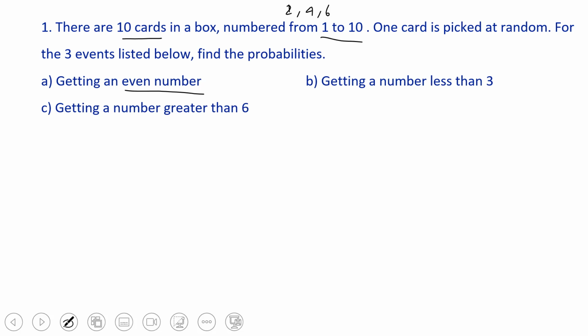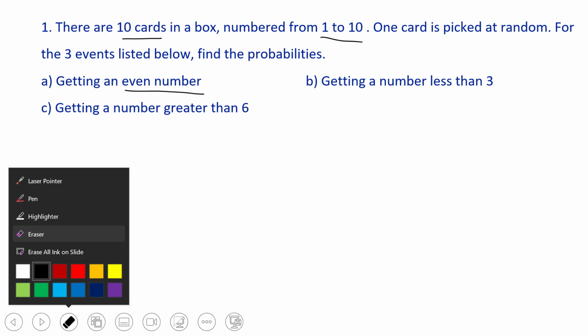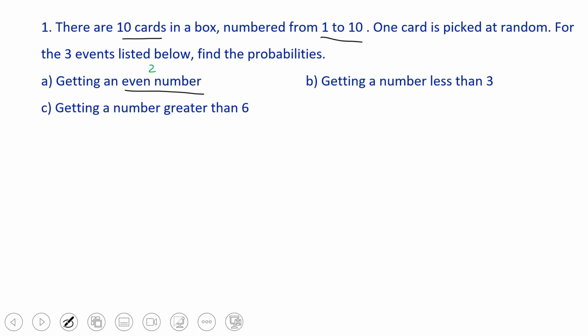Let's do it here. We have 2, 4, 6, 8, and 10. How many do we have? We have 5 out of what? Out of 10, which is half, which is 0.5, which is 50%. If you like to write it in percentage, you multiply the decimal by 100 to get the percentage. This is likely because it is 0.5 or more, it will be likely.